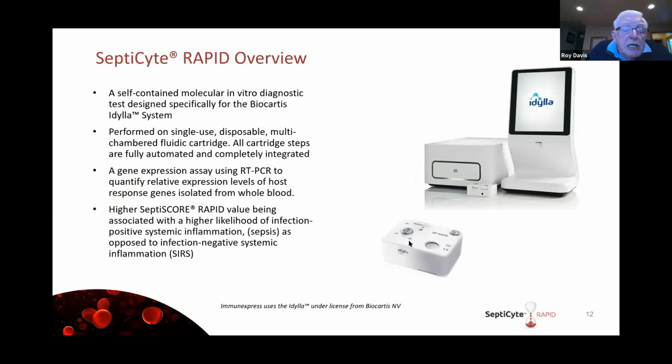Septicyte Rapid uses a self-contained molecular in vitro diagnostic test that's specific for the Biocartis IDYLLA system. It's performed on a single-use, disposable, multi-chambered fluidic cartridge. The cartridge steps are all completely automated and integrated. It uses RT-PCR technology and results in a sepsis score. The higher sepsis score value is associated with a higher likelihood of infection-positive systemic inflammation, or sepsis, as opposed to infection-negative systemic inflammation, or SIRS.